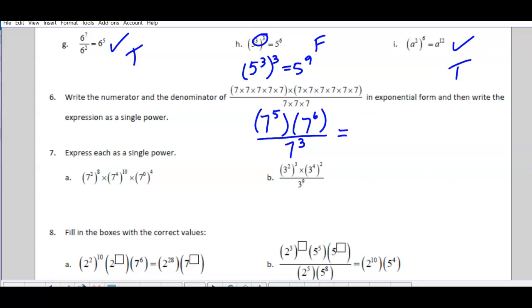Then write it as a single power. So you can take a look at it. All the bases are the same. They're all 7s. So you can do this all at once. Our base is going to be 7. We're multiplying, so 5 plus 6 is 11. We're dividing, so 11 minus 3 is 8. Multiplying and dividing you can do all in one step. So that means you would add or subtract the exponents.